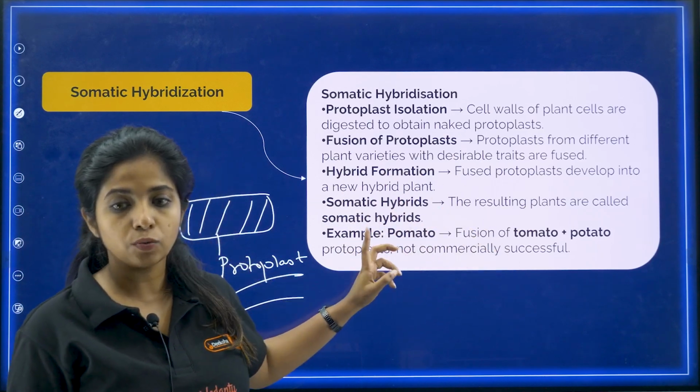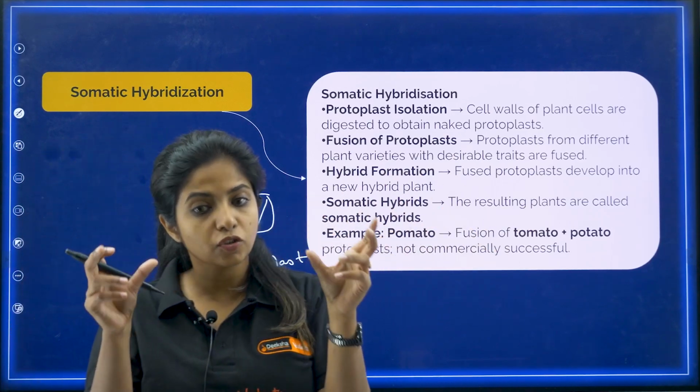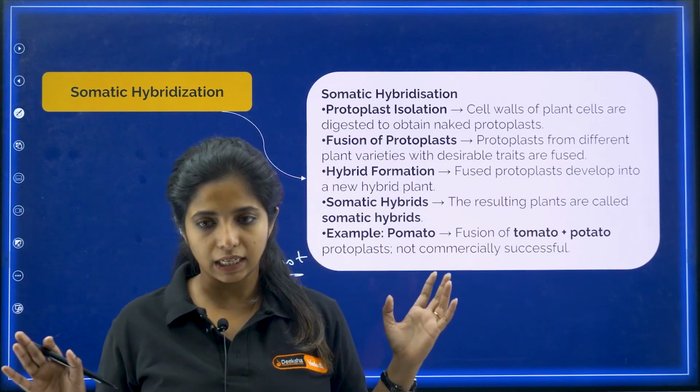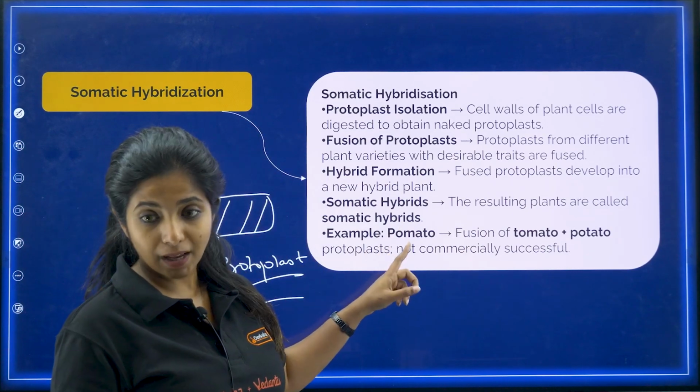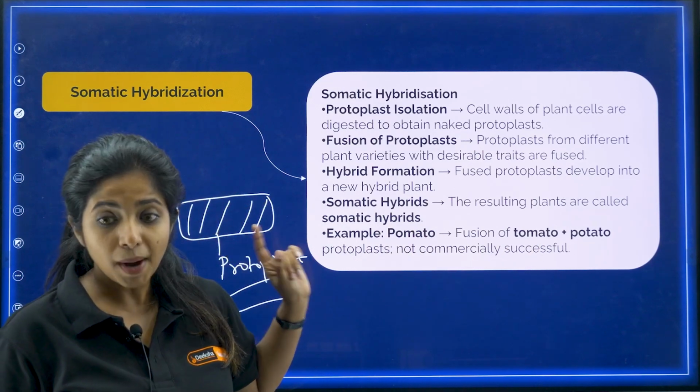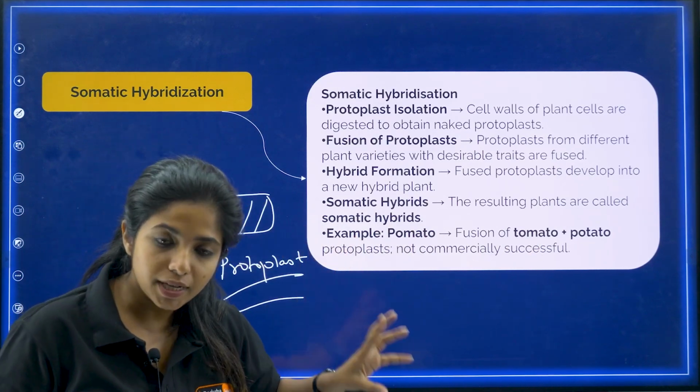Okay, the resulting plants are known as somatic hybrids, because we are taking somatic cells and we're just fusing them. Here, there is no gamete formation and things like that. Pomato is an example where there is a fusion of potato and tomato taking place over here. But it was not commercially successful.